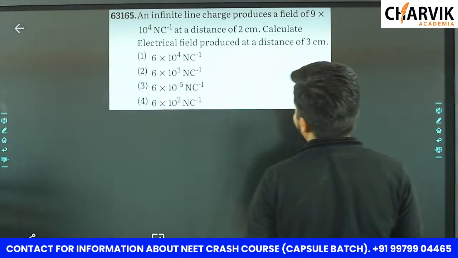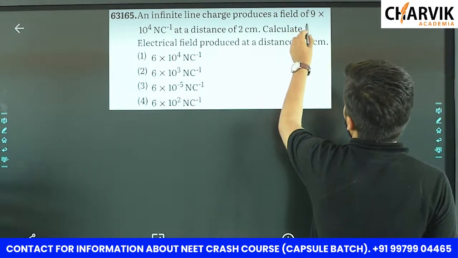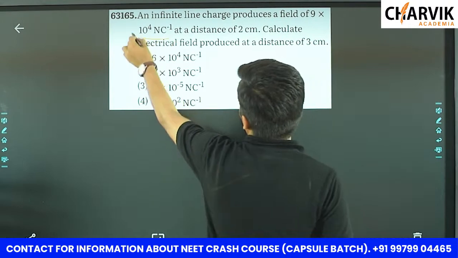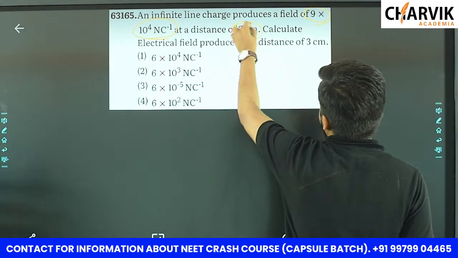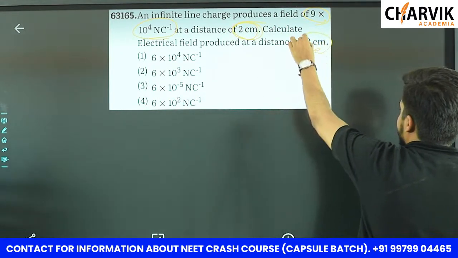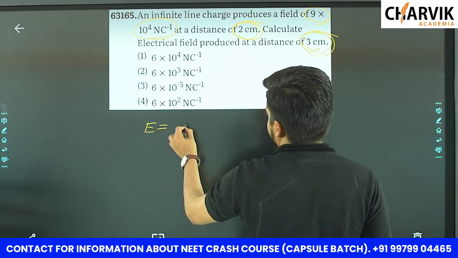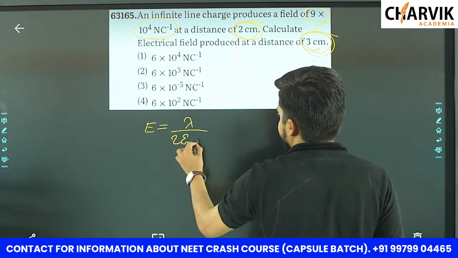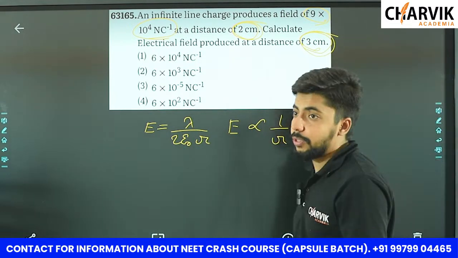An infinite line charge produces an electric field of 9 into 10 raised to 4. This much electric field is produced at a distance of 2 centimeter. Calculate the electric field produced at a distance of 3 centimeter. What is the relation between electric field and R? So E is equal to lambda upon 2 epsilon naught R. Therefore, we can say electric field is inversely proportional to the distance.